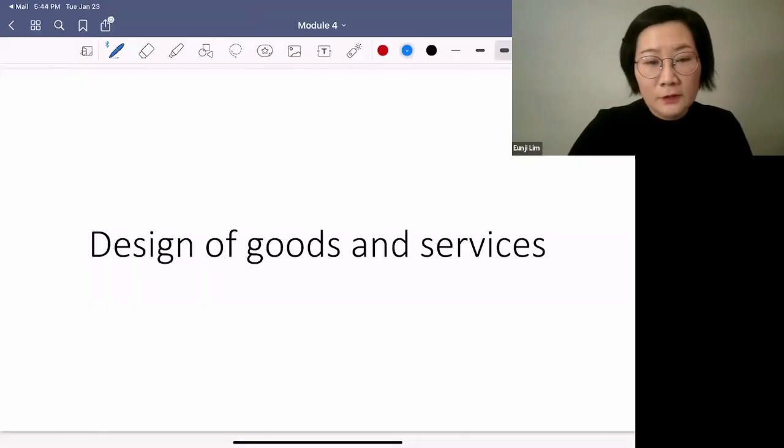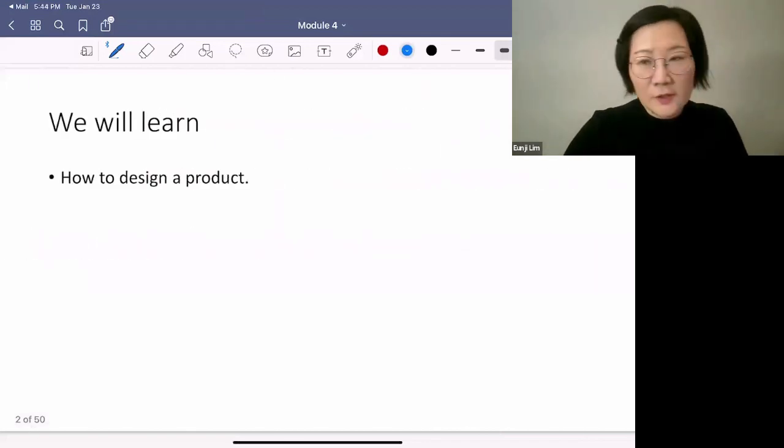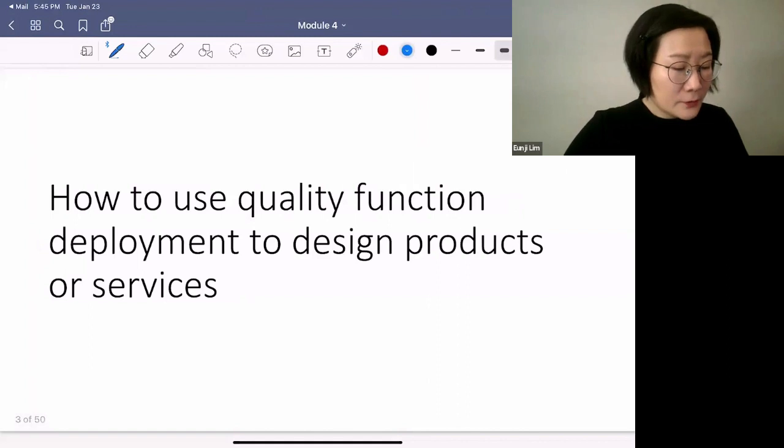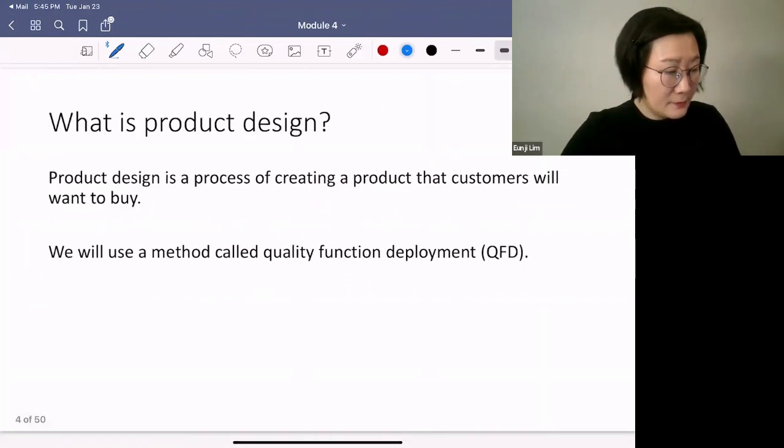Hi everyone. Today's topic is design of goods and services. We'll learn how to design a product. How can we use quality function deployment to design products or services? So first, what's product design?